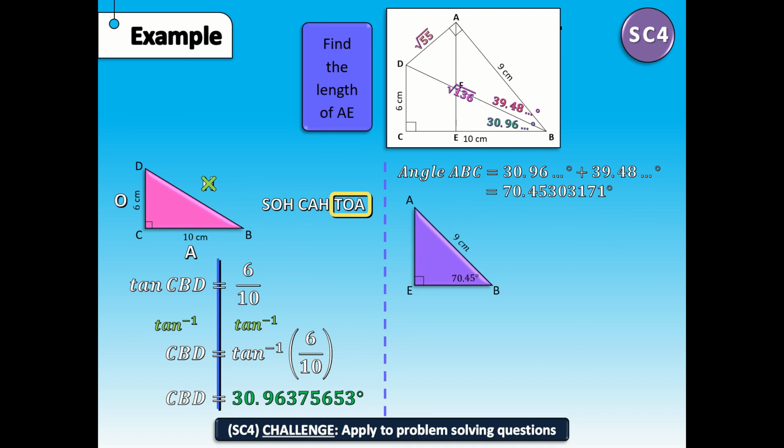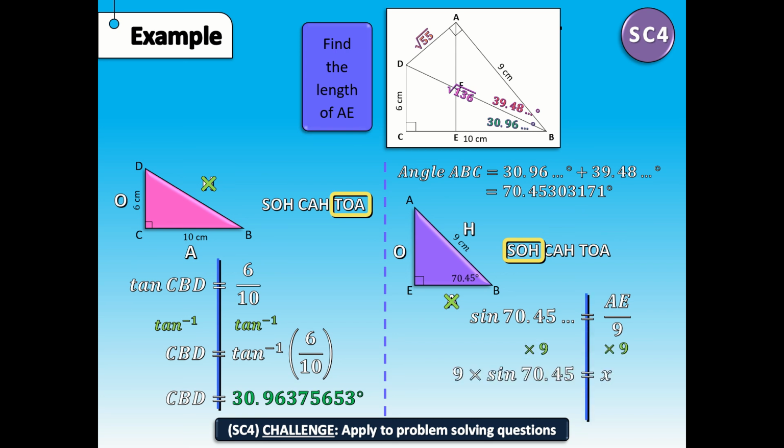And now I can work out the length of AE using trigonometry. So I want to find the opposite, and I've got the hypotenuse. So that means I'm going to use SOH. So sine 70.45 is equal to AE over 9. So if I times by 9, that means the side AE is 8.48 centimeters long.